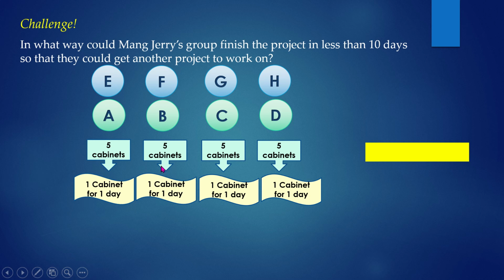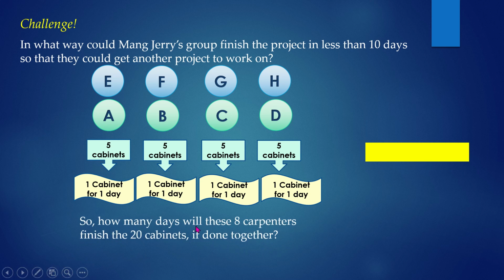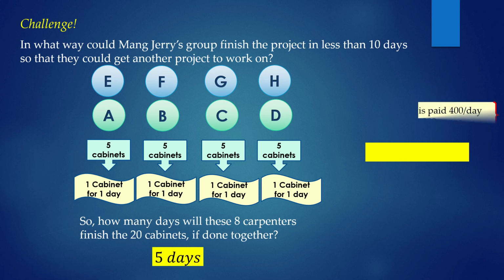So every pair finishes one cabinet in one day. So one cabinet a day, therefore it won't be 10 days anymore, it's only 5 days. Okay, so how many days will these 8 carpenters finish the 20 cabinets if done together? It's 5 days.